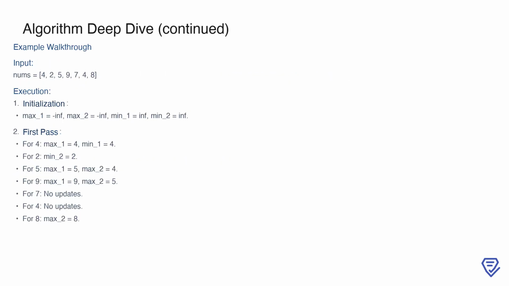Let's walk through an example to see how the algorithm works in practice. Consider the input array nums equals 4, 2, 5, 9, 7, 4, 8. We start by initializing max_1 and max_2 to negative infinity, and min_1 and min_2 to positive infinity. During the first pass, we process each number one by one.